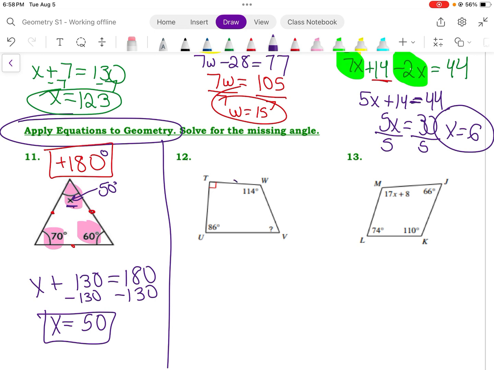A quadrilateral is just something that has 4 sides, and their angles add up to 360. Anything with 4 sides, it doesn't matter what it looks like, those angles are going to add up to 360 degrees. This box, it's been a while since you might have seen this. This box means that that angle is worth 90 degrees. So how are we going to find this question mark? Well, we're going to add up these 3 numbers. So 90 plus 114 plus 86.